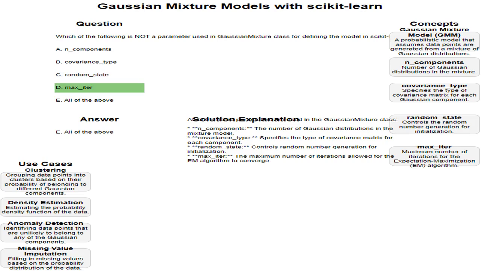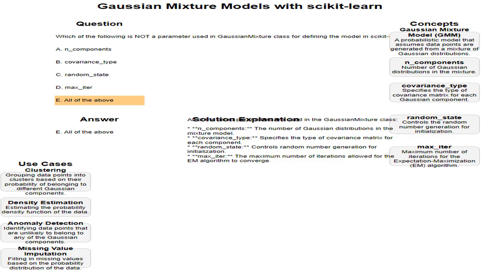False. Maxiter. The maxiter parameter limits the maximum number of iterations for the expectation maximization EM algorithm. This algorithm finds the optimal parameters of the GMM, which is an iterative process. By controlling the number of iterations, you can manage the computational resources and prevent potential issues if the model is not converging. False. All of the above.